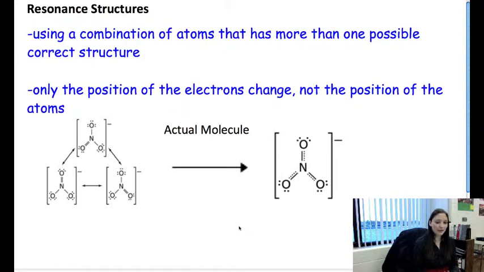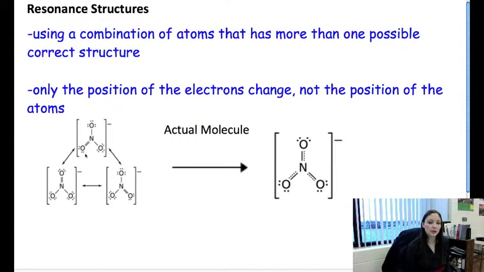And in order to have a resonance structure, you have to have both a double bond at least and a single bond, or triple and a double. You cannot have all double bonds, really. You can't have all single bonds. It's not going to work. Okay. So what we have here are three different resonance structures on the left. And the one on the right is actually what the molecule looks like. It's kind of a combination of the three.